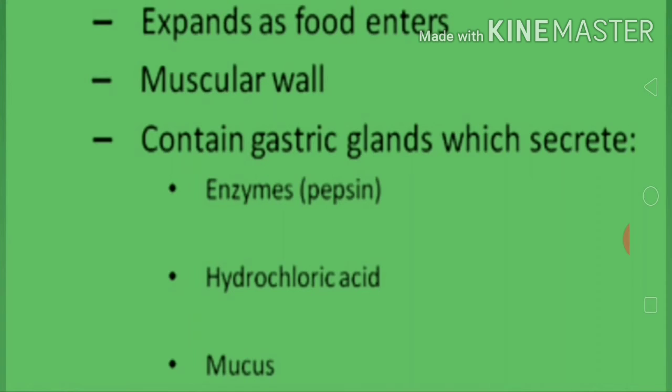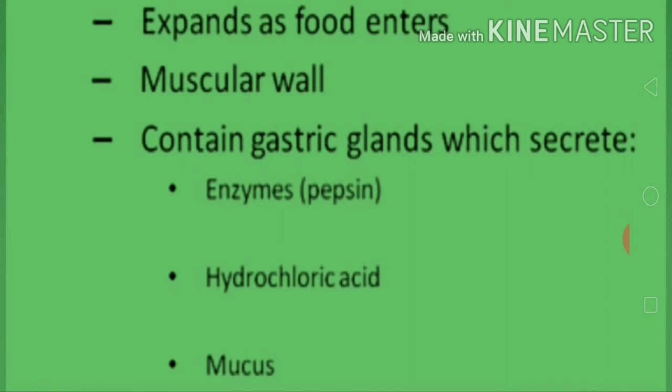This hydrochloric acid plays a very important role. The hydrochloric acid kills the microorganisms and provides an acidic medium for effective digestion. Whenever we eat food, along with food, some microorganisms and germs enter inside our stomach. So this hydrochloric acid kills those germs and microorganisms and makes the environment of the stomach acidic for effective digestion.